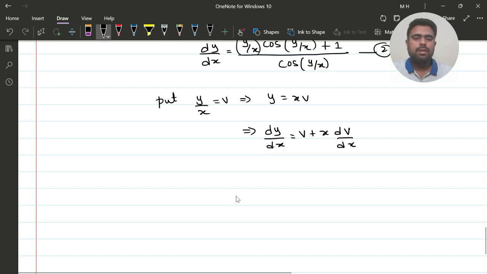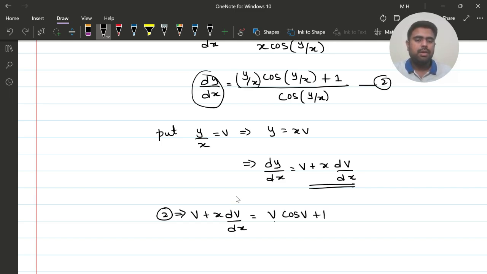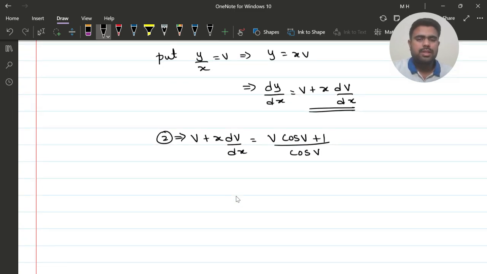Once this is done, I will substitute this in equation 2. Equation 2 implies dy by dx is equal to v plus x dv by dx. On the RHS, if I substitute, I'll get v cos v plus 1 divided by cos v. Now you can see I can split this one. Of course we have to bring all the v terms to one side and all the x terms to the other side.